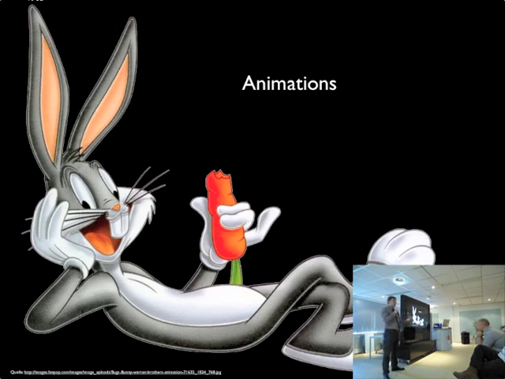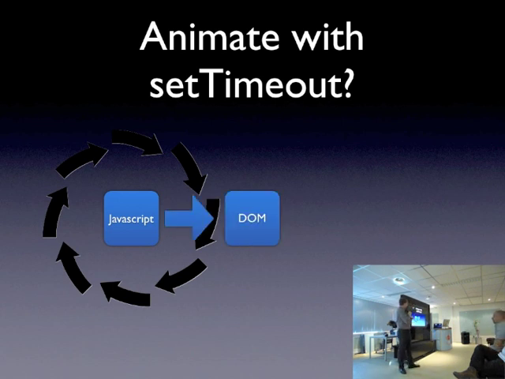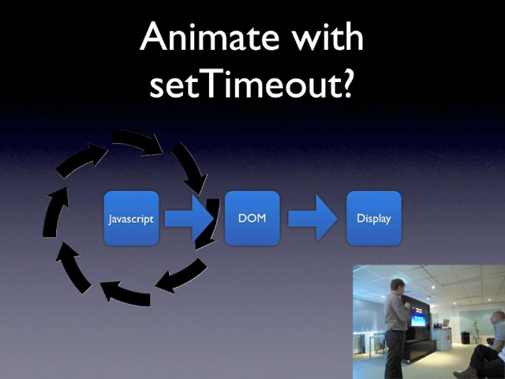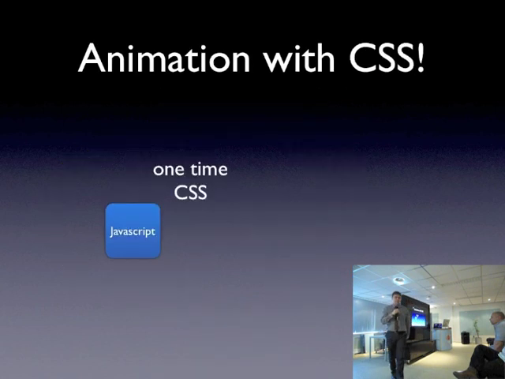If you want to have animations in your app, you need to have them fast, and they're not allowed to feel sluggish or whatsoever. There are some JavaScript frameworks who do animations like this. Basically, they build up a loop with set timeout and periodically update the DOM, which is going to update the display. And this is, for mobile, a very bad idea. This is something like draining the user's battery. You can watch the battery drain. So don't do that.